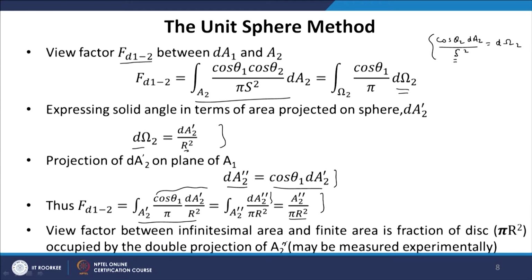So, this method gives you a powerful way to calculate the view factor of any arbitrary shape. The only condition is that the other surface should be infinitesimal, okay, and we can measure this A2 double prime experimentally, or for some simple configuration it can be calculated using analytical formulas. So, let us see how this method can be applied to solve a simple problem.